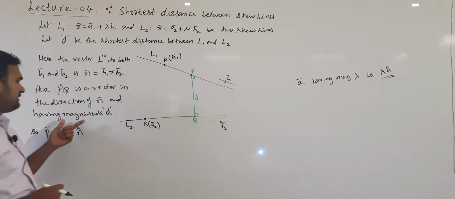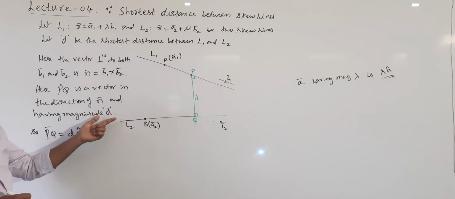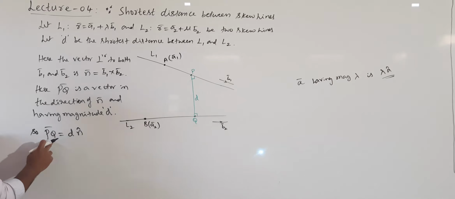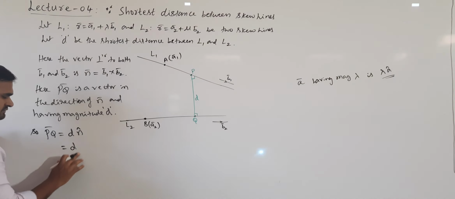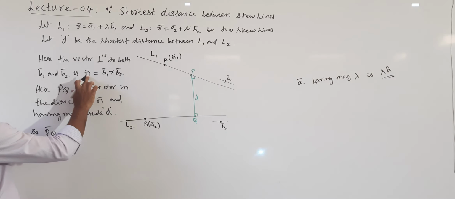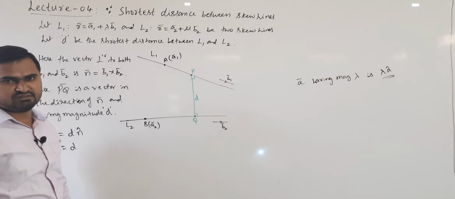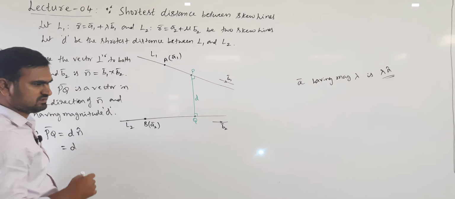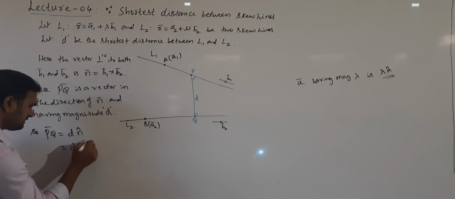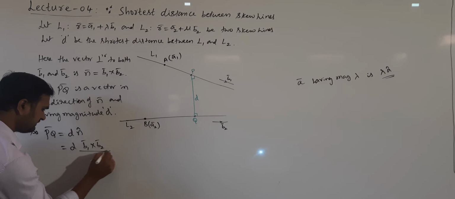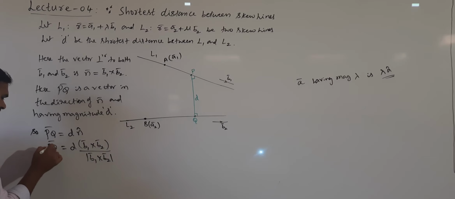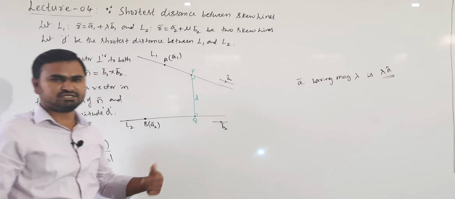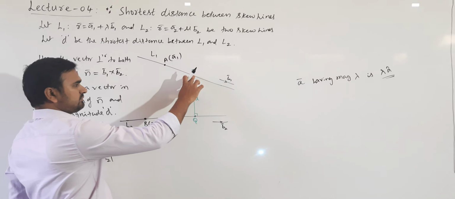Here PQ bar is a vector in the direction of n bar having magnitude D, so PQ bar I can write as D into n cap. What is n cap? A vector divided by its magnitude is a unit vector. So it is b1 bar cross b2 bar divided by the magnitude of b1 cross b2. So this is the vector PQ bar. Understand? Now we know the vector PQ bar.